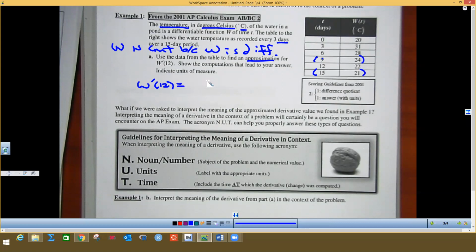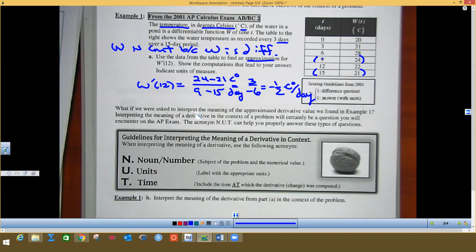So I need the slope. I'm going to get 24 minus 21 all over 9 minus 15, which is going to end up being 3 over negative 6, which is negative 1/2. Now, we need to know that this top part is Celsius, degrees Celsius. And down here, this is days. So when we write this answer, this is negative 1/2 degrees Celsius per day. So that's the answer to that problem.